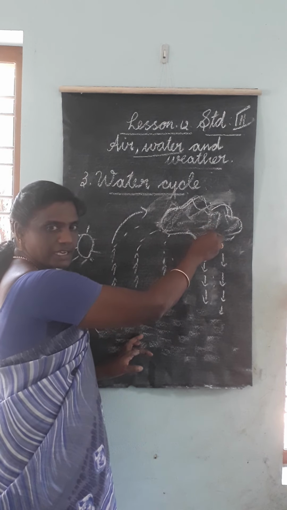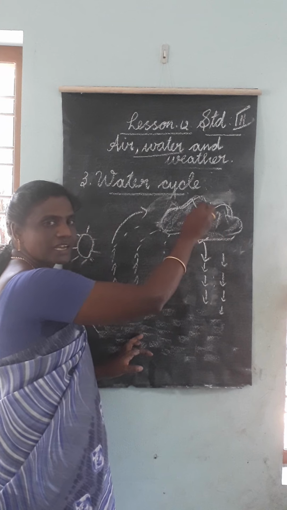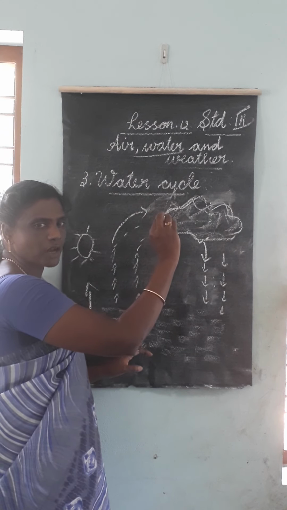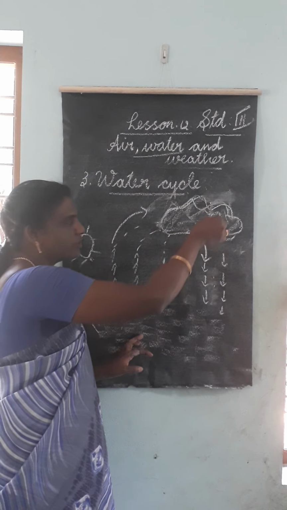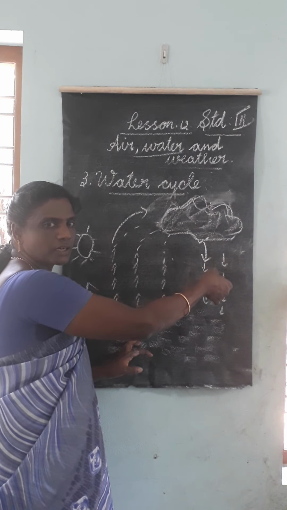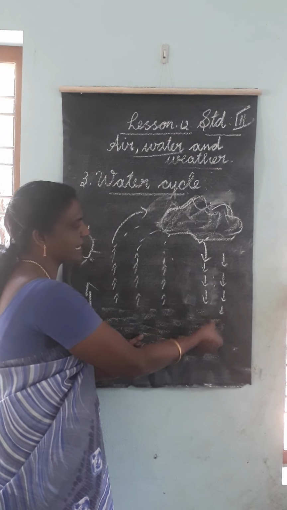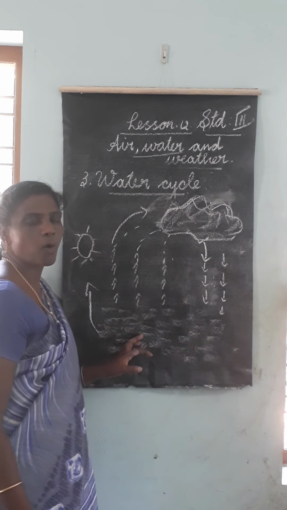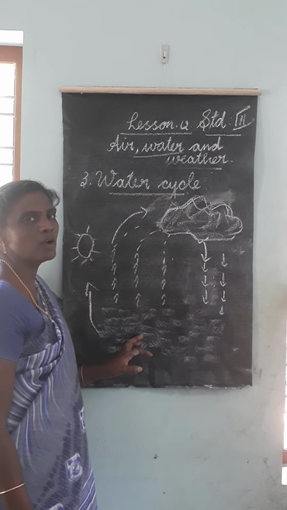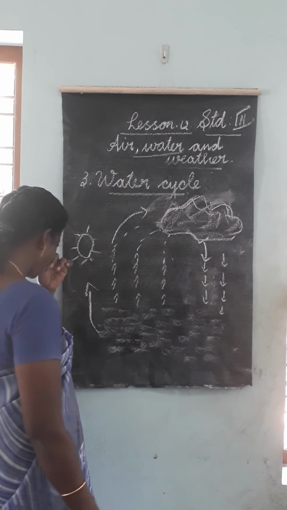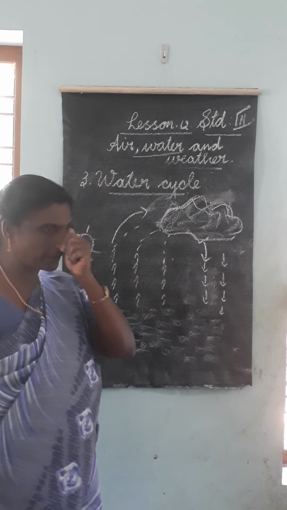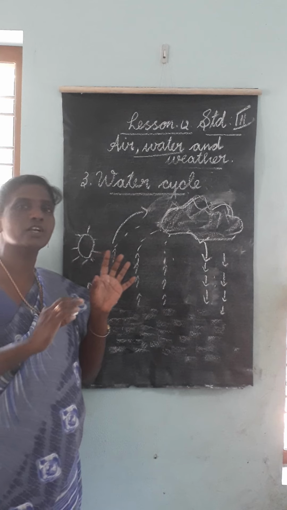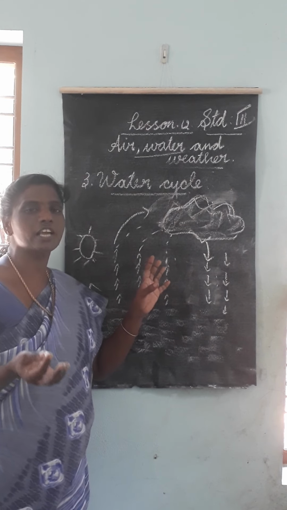Here, these clouds cannot hold big drops of water. So these water drops come down as rain. So this is the water cycle. All of you understand? What is evaporation? The change of water into water vapor is called evaporation.